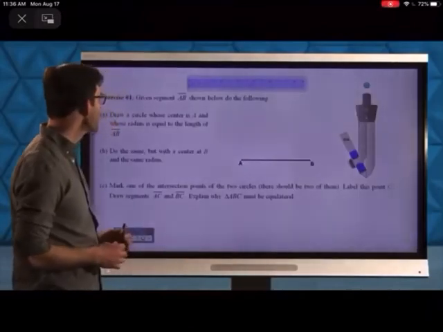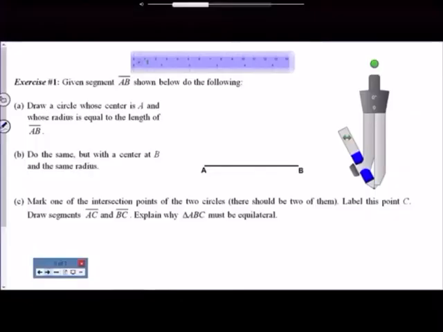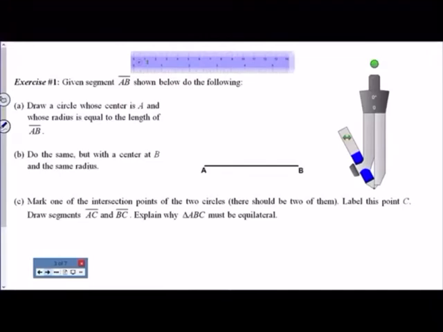And the last one is an equilateral triangle, and Kirk is going to be using this other compass. Let's take a look at our first construction. Given segment AB shown below, do the following. We're just going to do step-by-step, follow the directions. Draw a circle whose center is at A and whose radius is equal to the length of AB.